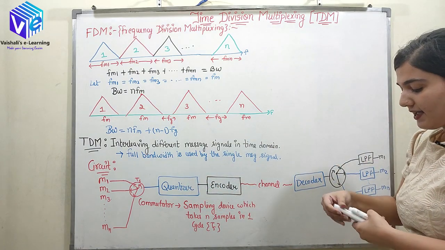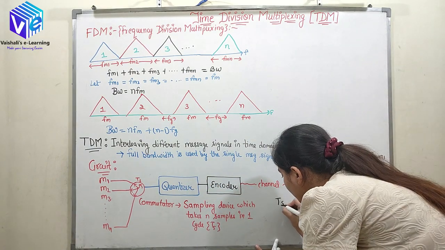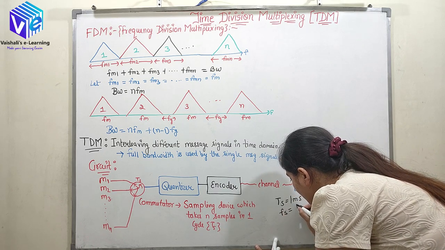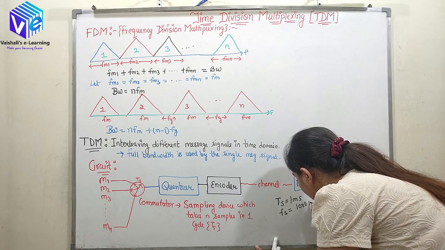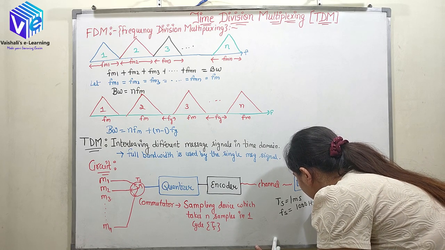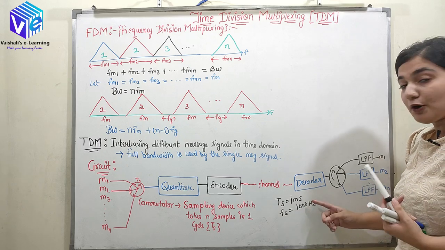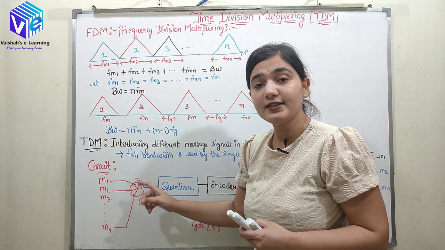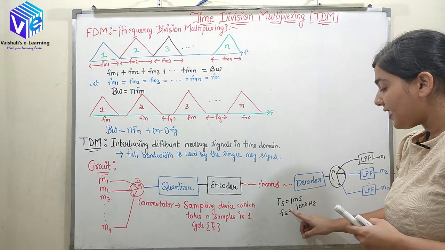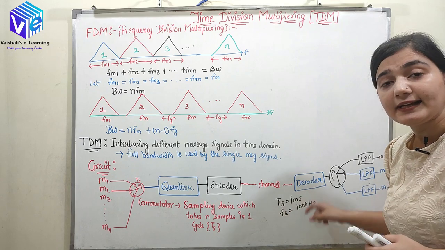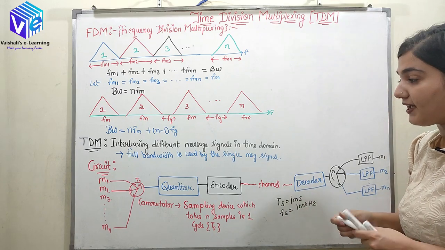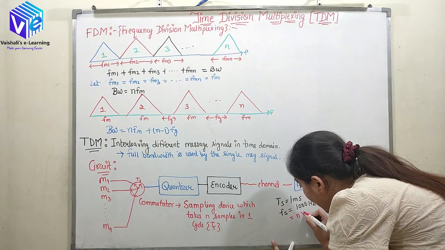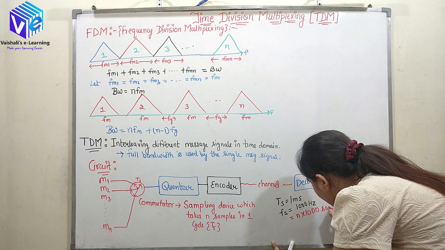So now here, let's suppose that TS is 1 millisecond. So FS would be equal to 1000 Hertz, which means it is taking 1000 Hertz frequency. So in 1 millisecond, it is rotating 1000 times. If I have n number of samples, it will be taking n into 1000 samples.